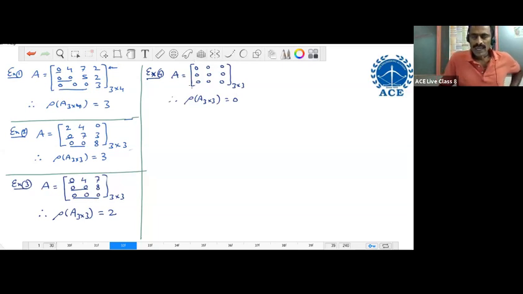Only for the null matrix, rank is 0. For a non-zero matrix, rank is never 0. For a non-zero matrix, rank is a non-zero number. For the zero matrix, rank is 0. Only for the null matrix, rank is 0. For other matrices, rank is never 0. Next, example number 5.